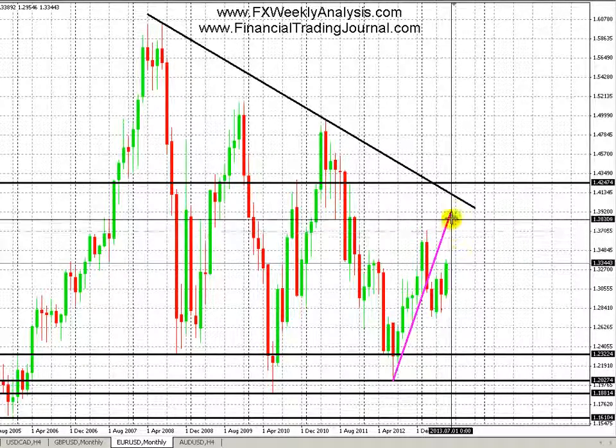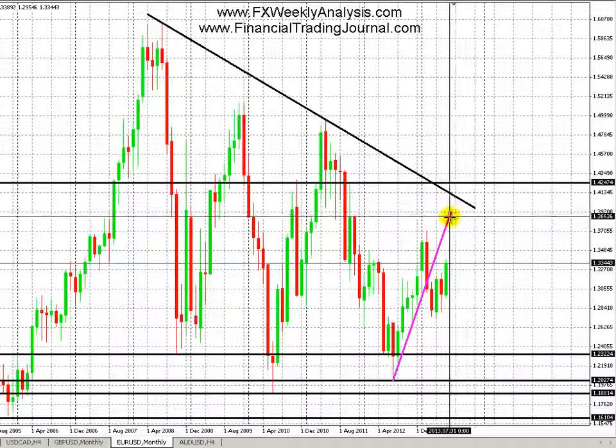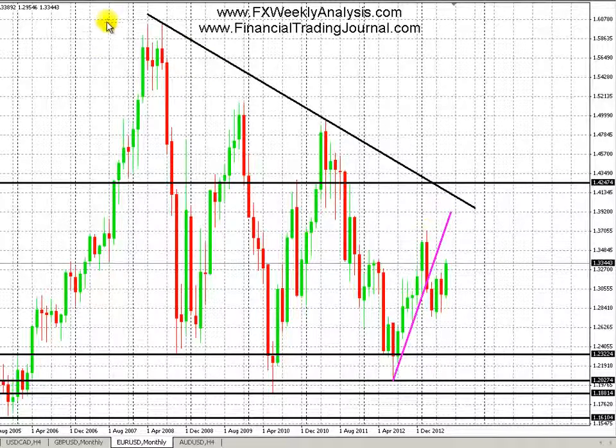But if it's the next month, then it would be somewhere up here, depending on how long it takes price action to get up there. So there's nothing else to say as far as the monthly chart goes.